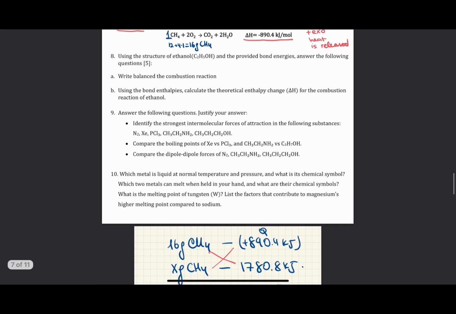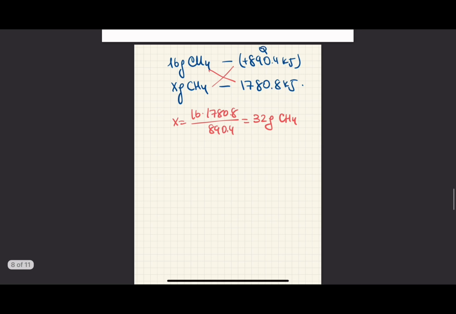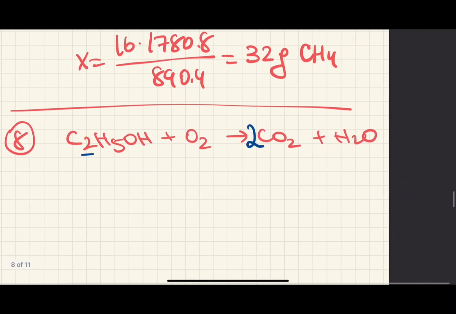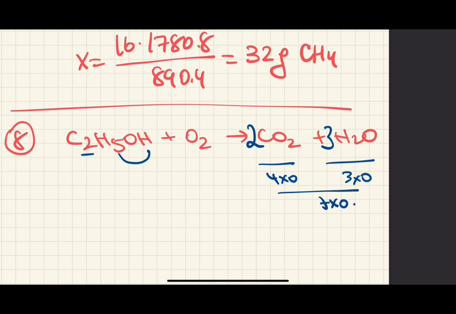Now, I will do it for you in here. So, question 8, we have C2H5OH plus O2 will give you CO2 and the water. Now I'm going to balance this for you. I have 2 carbons in here, so I'm going to put 2. I have 6 hydrogens here, so I put the 3. Now I have here 4 oxygens. I have 3 oxygens. Carbon and hydrogens are handled. So I have in here 7 oxygens, right?